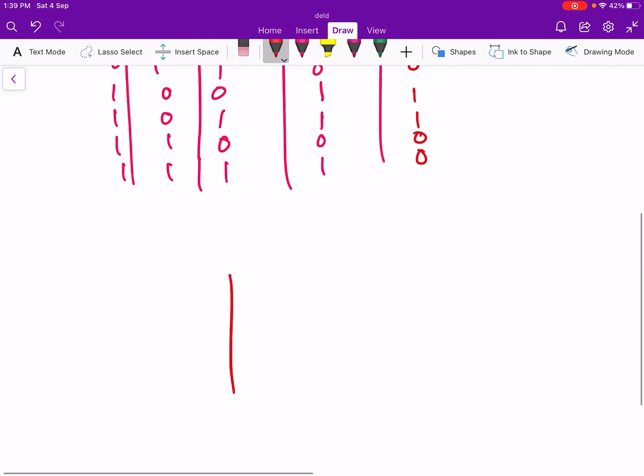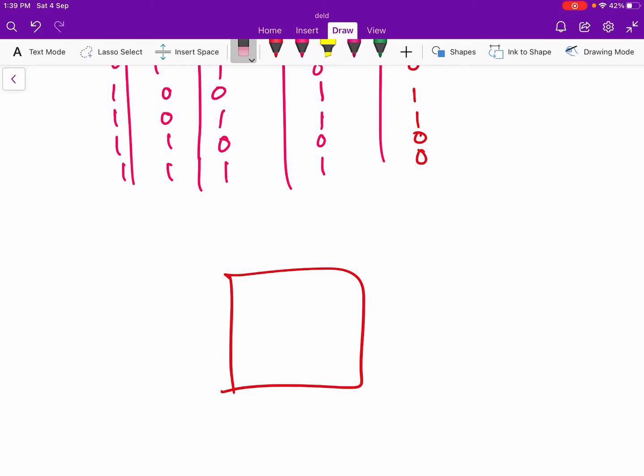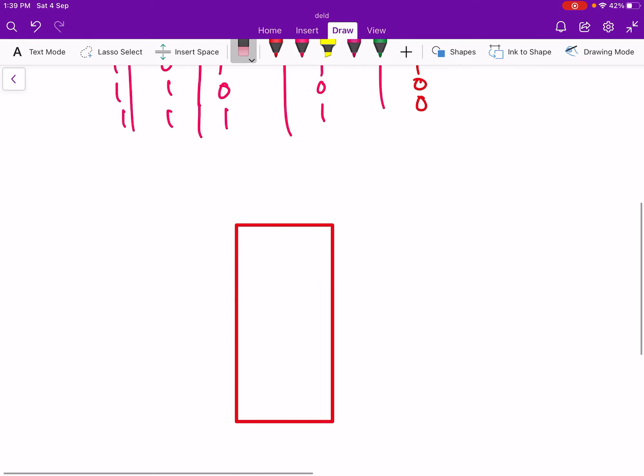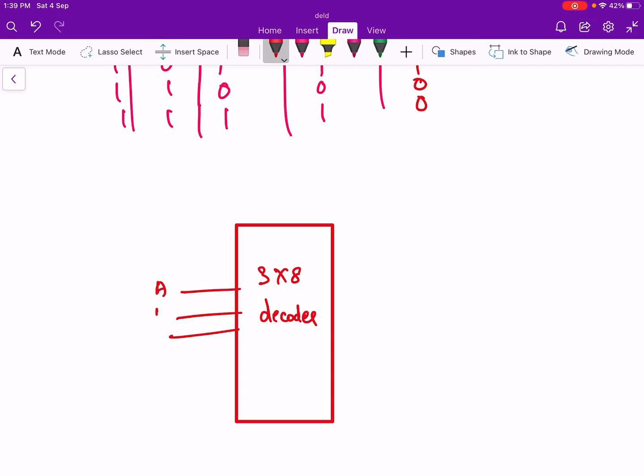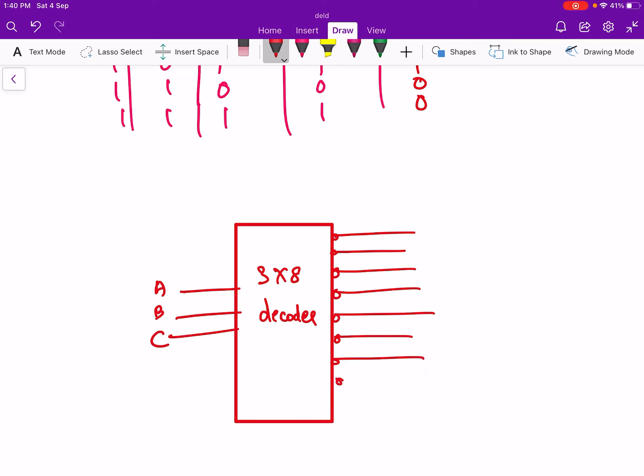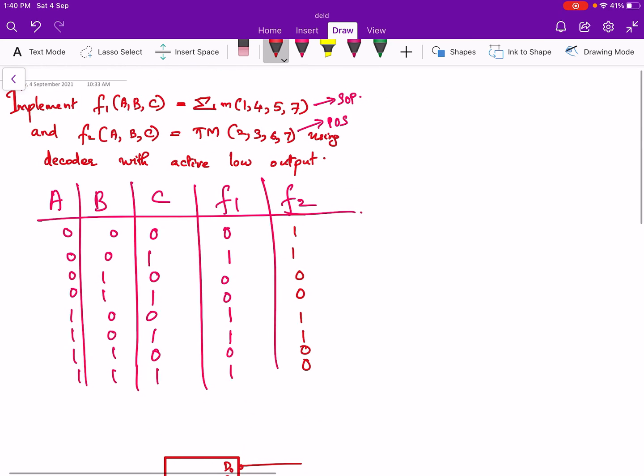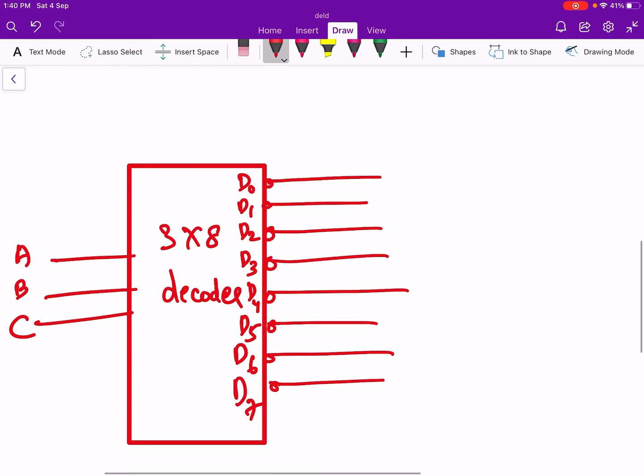So let us take a 3/8 decoder. It has three inputs A, B and C, and the outputs are active low, so we have to show a bubble over here. So this is D0, D1, D2, D3, D4, D5, D6 and D7. The first expression is sigma M 1, 4, 5, 7, so let us take the outputs corresponding to 1, 4, 5 and 7.